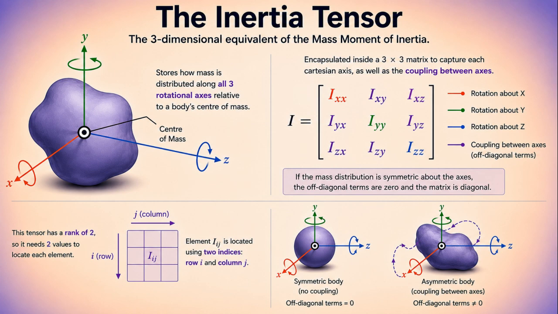The inertia tensor is the three-dimensional equivalent of the mass moment of inertia. It stores how mass is distributed along all three rotational axes relative to a body's center of mass. It is encapsulated inside a 3x3 matrix to capture each Cartesian axis, as well as the coupling between axes which occurs when a body has asymmetric mass distribution. This tensor has a rank of 2, so it needs 2 values to locate each element.